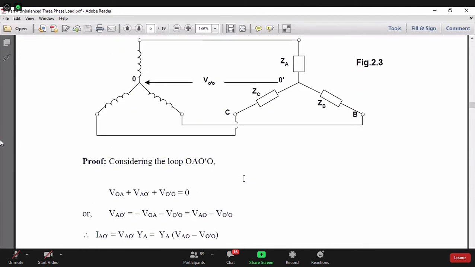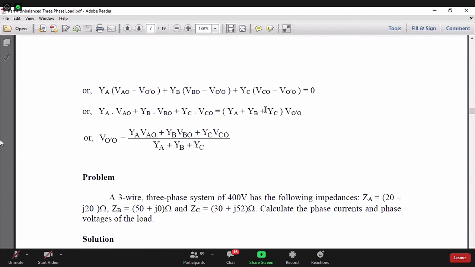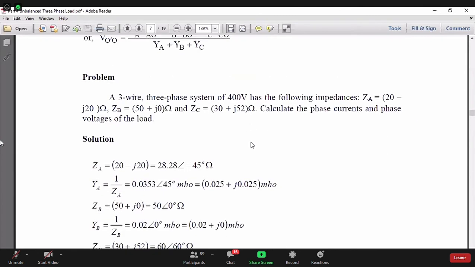So I take a problem. Again, read 30 seconds. Good. Now let me take it. A three-wire, three-phase system of 400 volts. So line voltage is 400. And it's a three-wire system. Always read the problem very carefully. Problem statement: it's a three-wire system. So there is no neutral here. So ZA, ZB, ZC is given. Calculate the phase currents and the phase voltage.